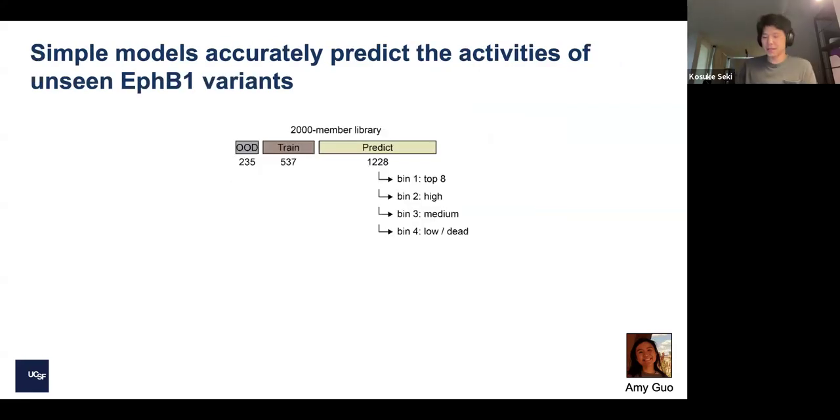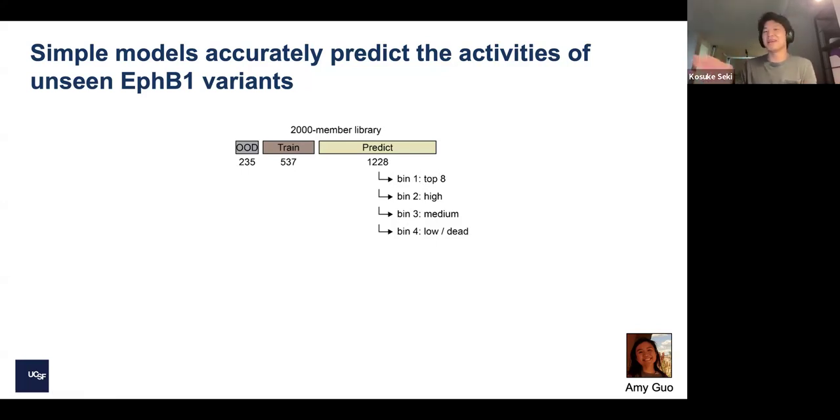And what we were also curious about is, okay, we have this model, can we predict the activity of an unseen variant? So I told you near the beginning of this presentation, we actually designed about 2,000 sequences in our library, but only measured the activity of about 500. So what about the rest of those? What's the activity of those? So we predicted the activity of those variants using this simple model, and we categorized them into these bins where you have the most active variants, high active, medium active, and then low or no activity variants. And then experimentally tested those.